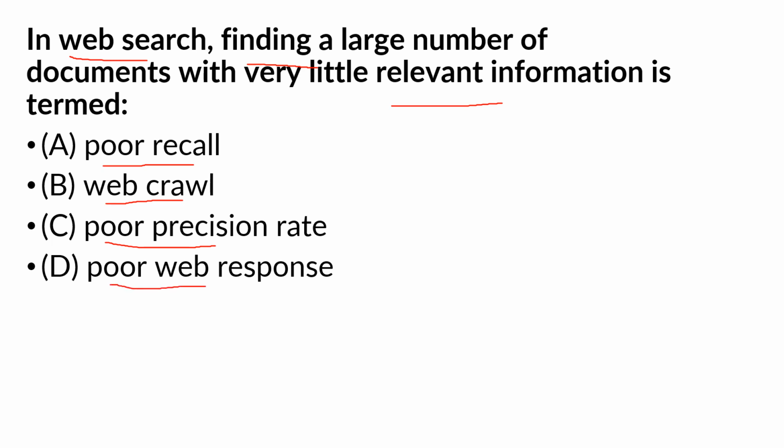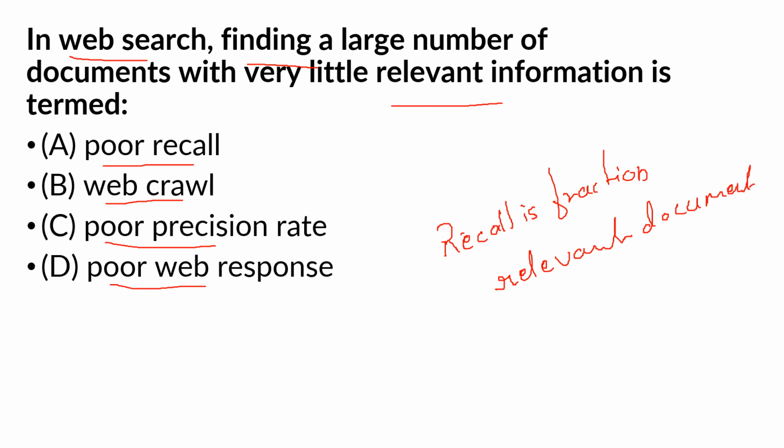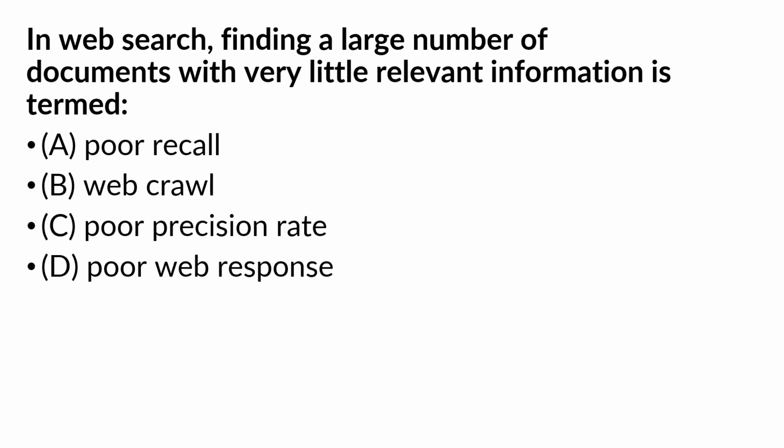Okay, so precision is the fraction of retrieved documents that is relevant to the query. For example, for a text search on a set of documents, precision is the number of correct results divided by the number of all returned results. Recall is the fraction of the relevant documents that are successfully retrieved. So here the correct answer for this question will be option number A.